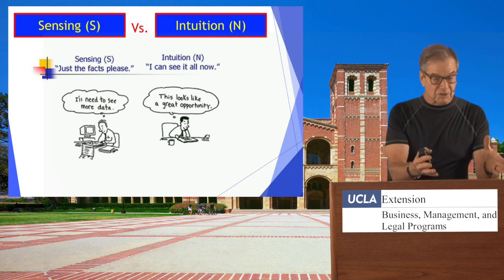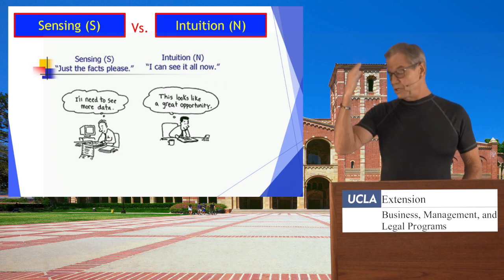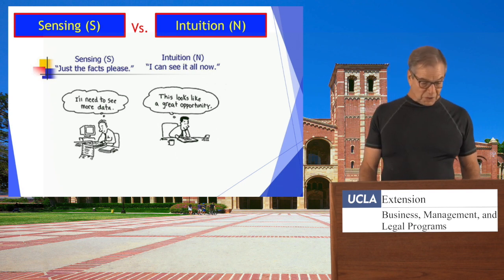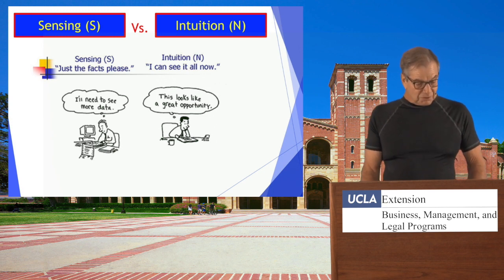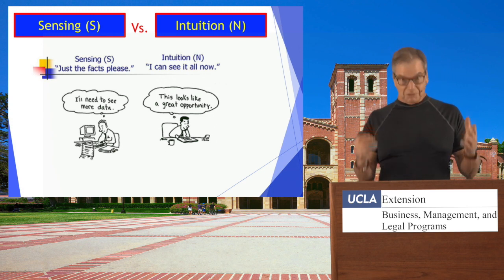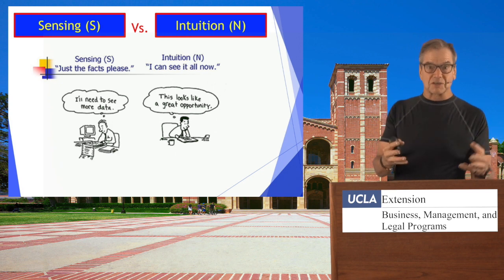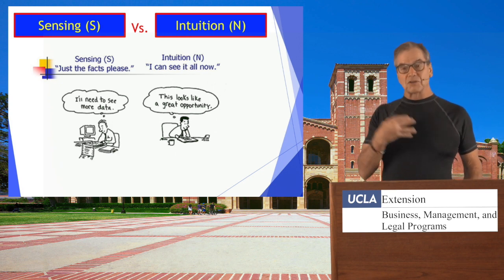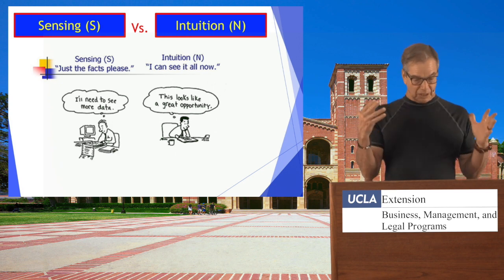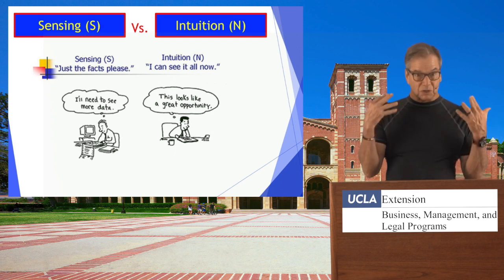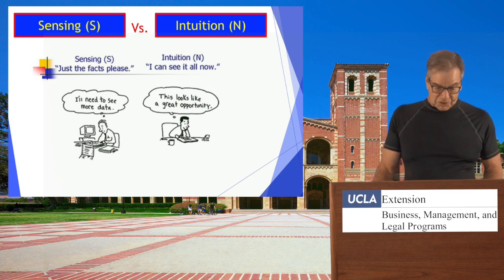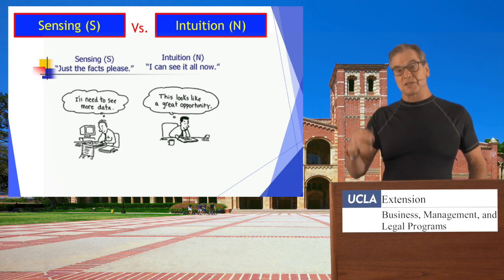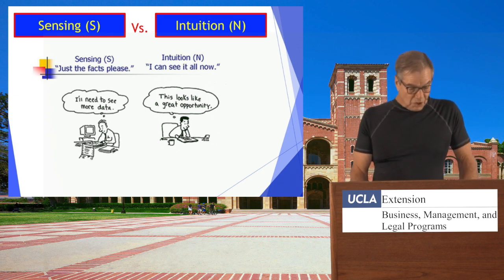Sensing focuses on the concrete, the here and now. Intuition, peering into the future. So a sensing person, and the cartoon has, just the facts, please. Again, a sensing person, just the facts. I want to look at the facts. I'm not looking at morals and ethics. Whereas an intuitive person says, let's look at the opportunities. Let's look at the possibilities of tomorrow.